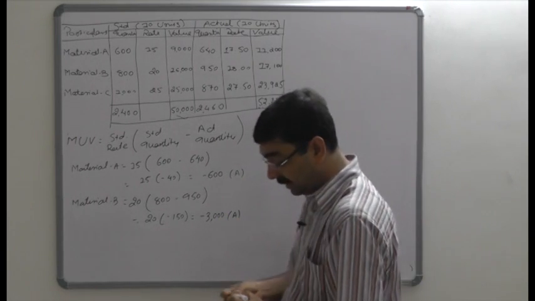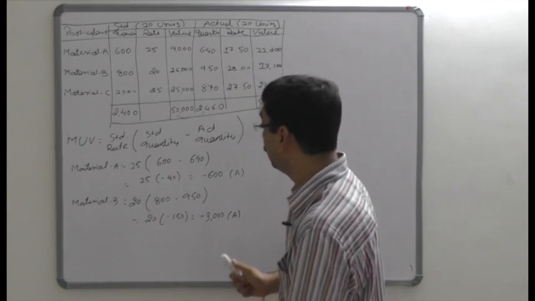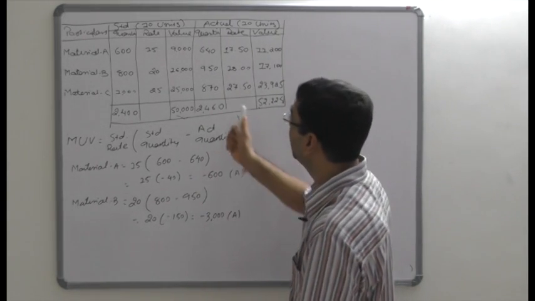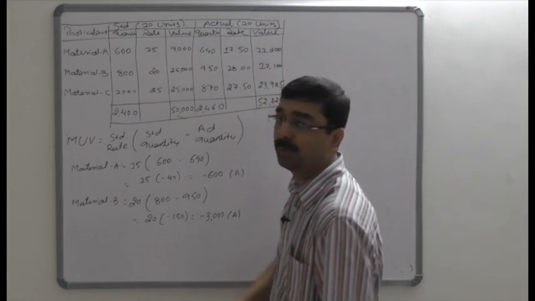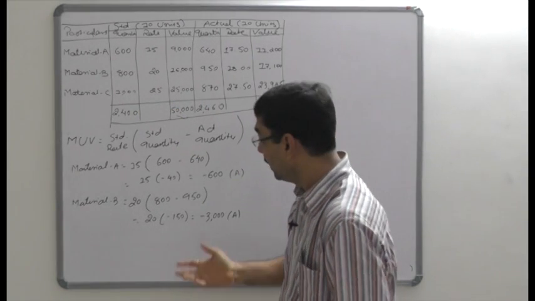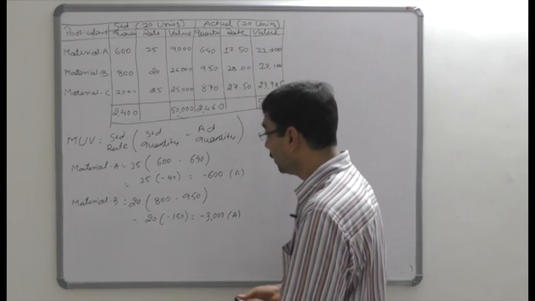So in this case the company is having a negative impact. It is not a completely negative impact, but it shows how much quantity is required and how much quantity has been used. Here it is used a little bit higher than the standardized.